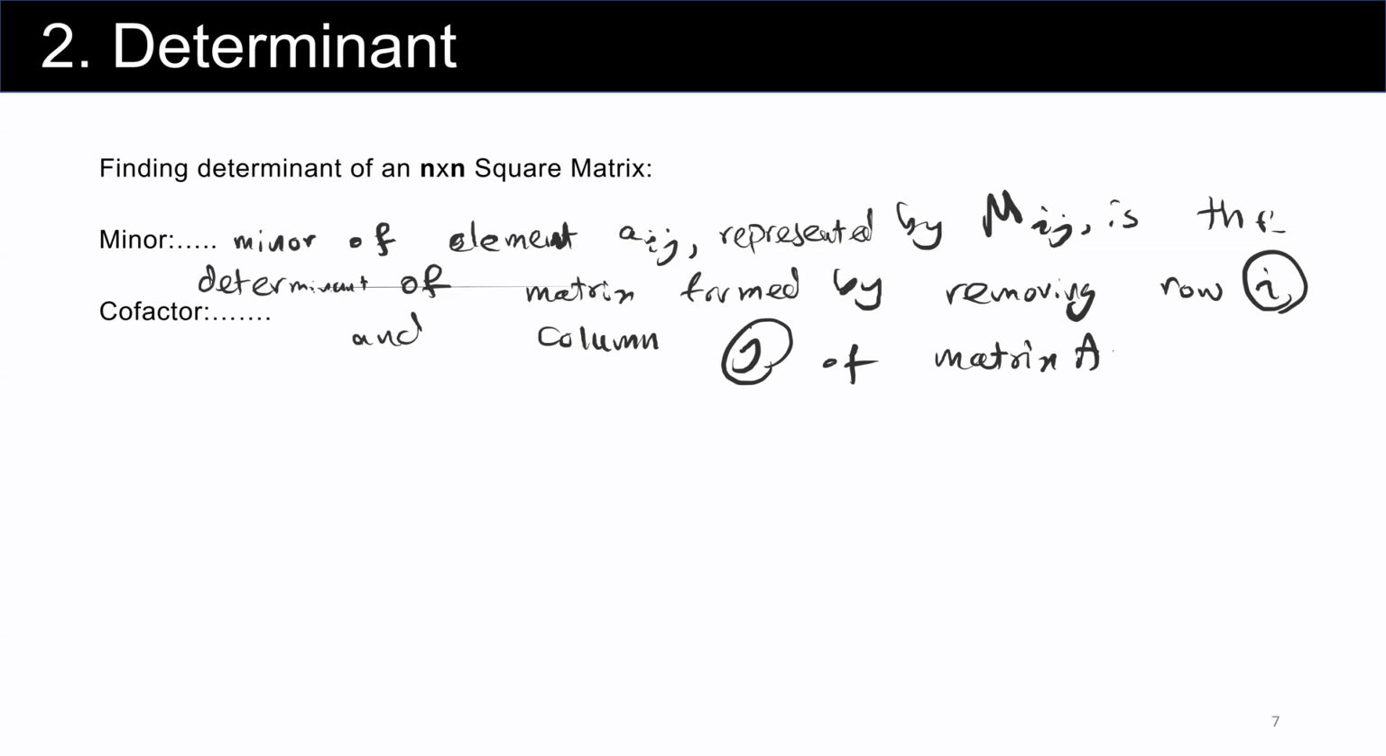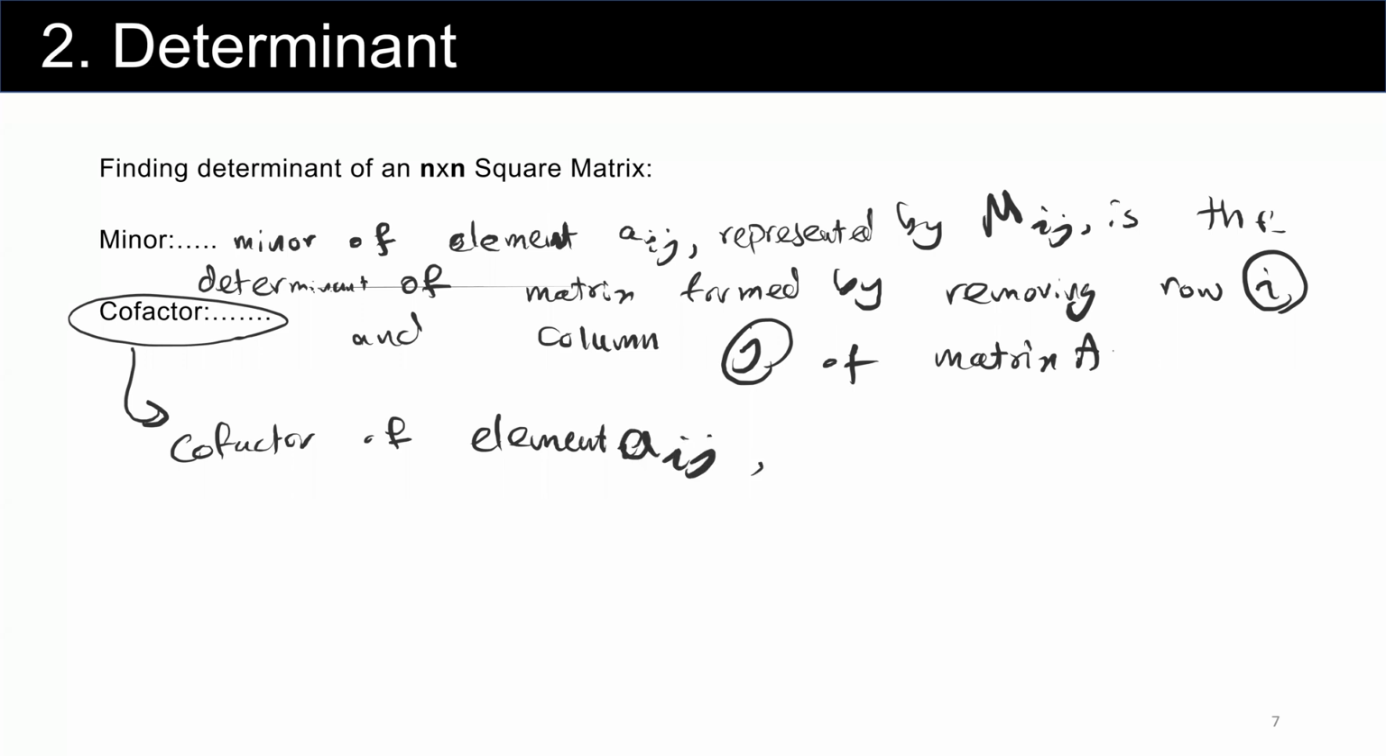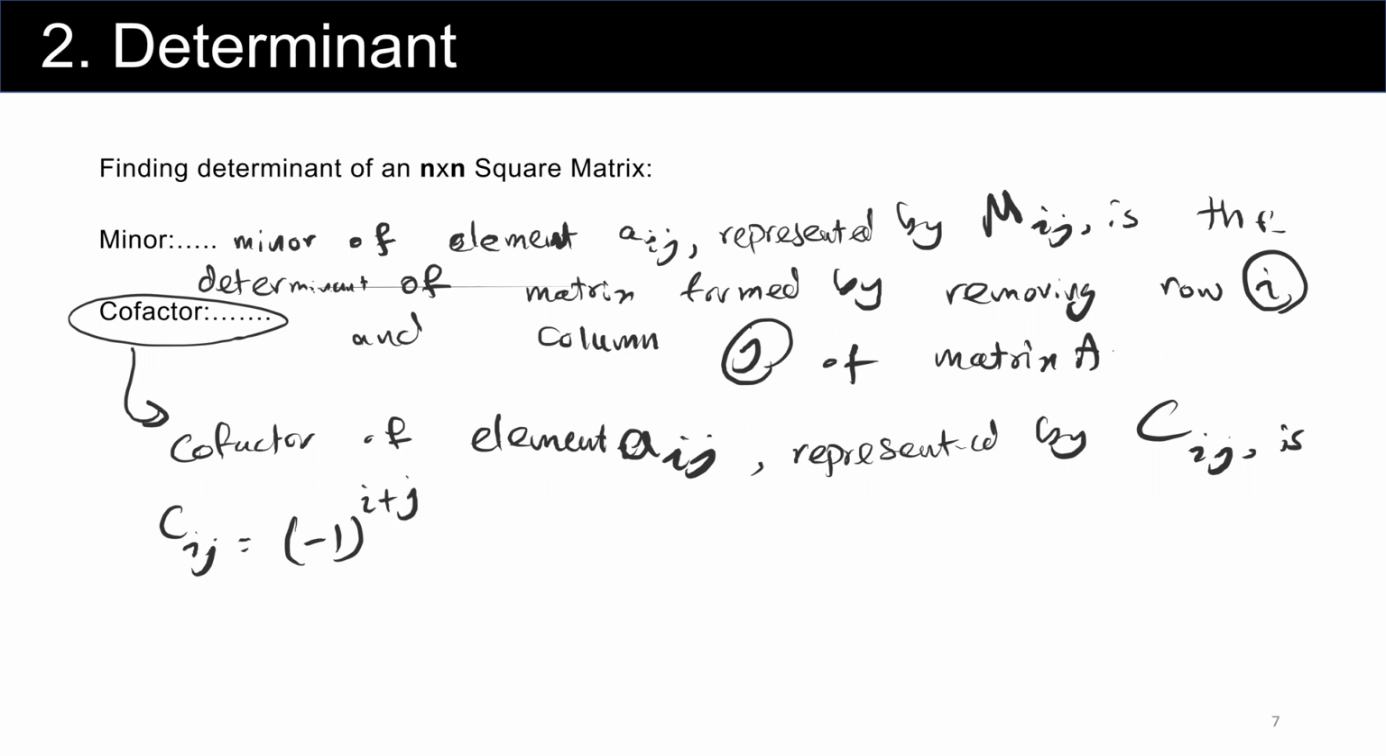All right. The next definition is cofactor. So cofactor of element Aij of that matrix, again, is represented by C sub ij. This is how we calculate it: -1 to the power i plus j multiplied by Mij.